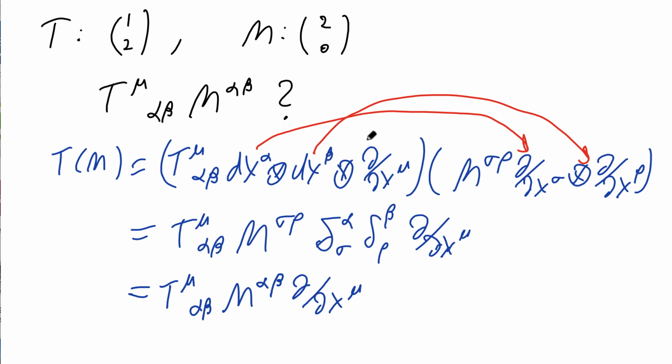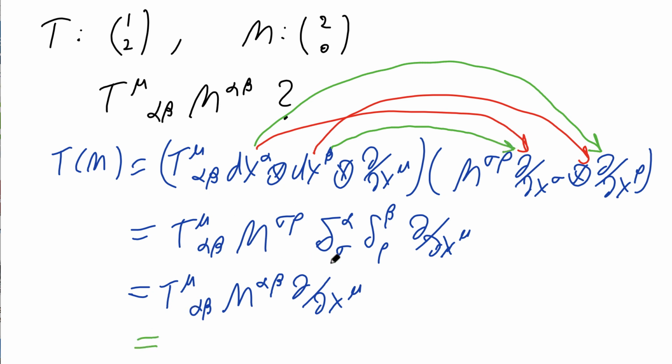But also notice in order to obtain this result, I had to assume that the first dx factor here acted on the first ∂/∂x factor here. What if I had decided the other way around, to let this first factor act on this second ∂/∂x^ρ and this second factor act on the first? Let me draw a second set of arrows here. In this case, we would reverse σ and ρ, so that would reverse these two indices, and we would have T^μ_{αβ} M^{βα} ∂/∂x^μ.